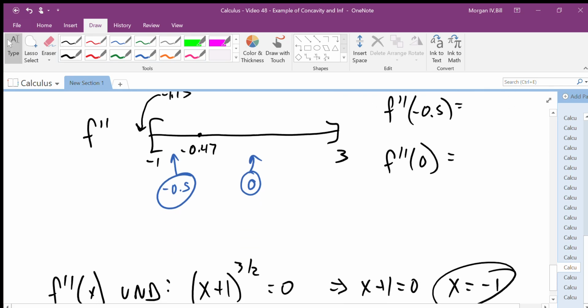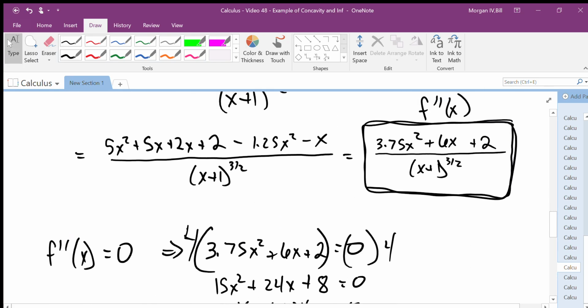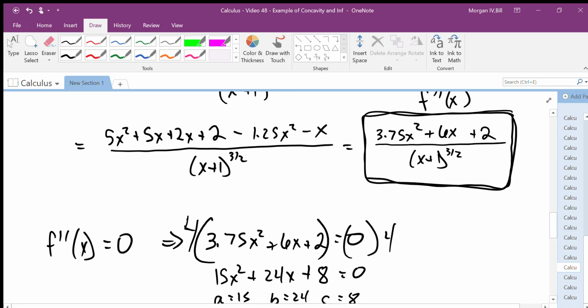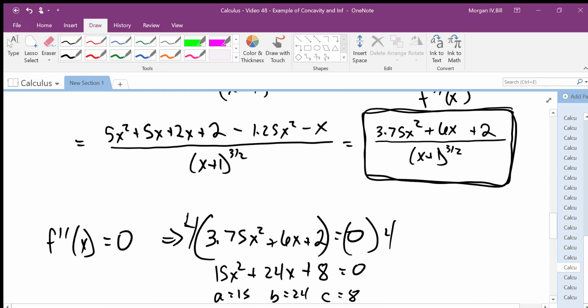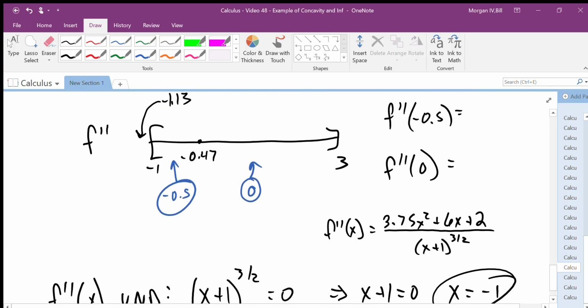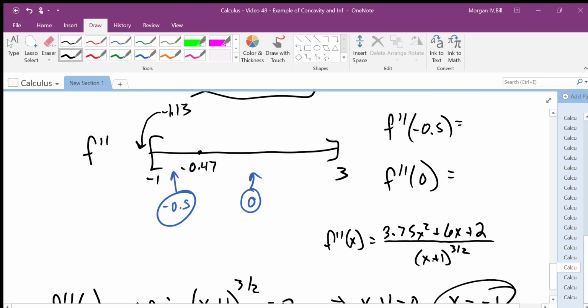Okay, I again have forgotten what the second derivative was. F double prime of x is 3.75x squared plus 6x plus 2 divided by x plus 1 to the 3 halves, I believe. Okay, very good. Once again, the denominator is going to be positive. Anything here with the 3 halves, that's like saying you're cubing it and then square rooting it. Because it's the square root of something, it's got to be positive. So the denominator is going to be positive. So we just need to really check the numerator.